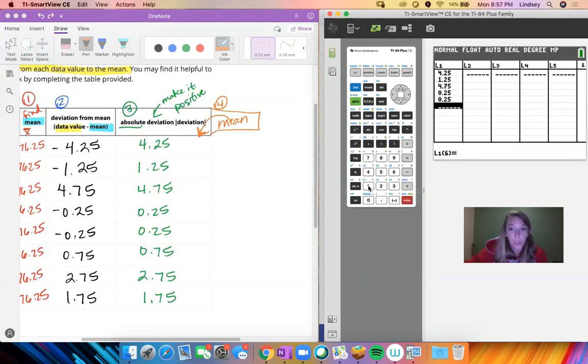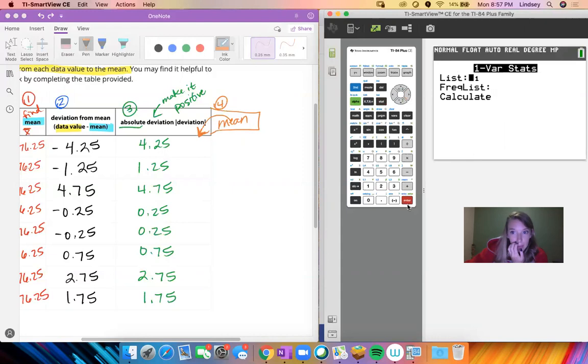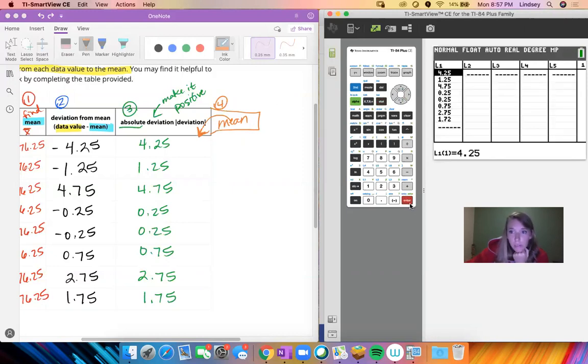Enter 0.75, 2.75, 1.75. Okay? That, calculate, edit. Okay. And so it says, I don't think I typed those in correctly.